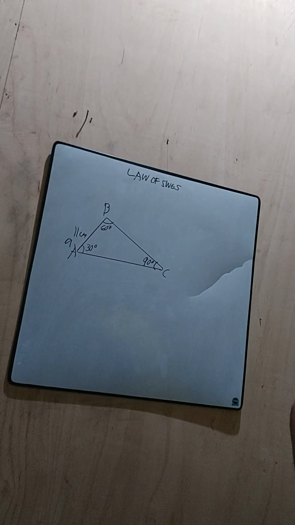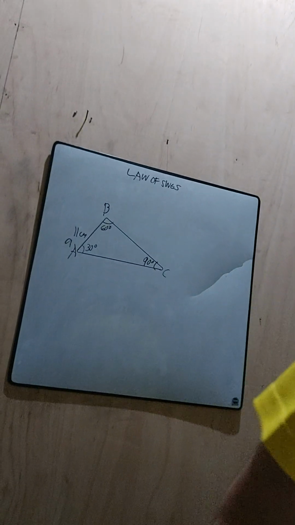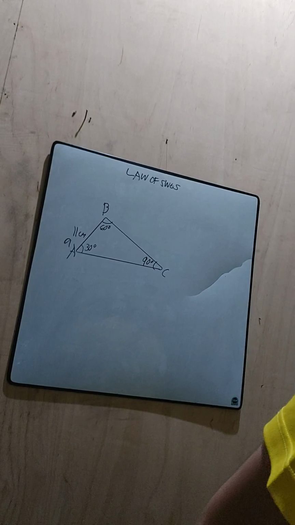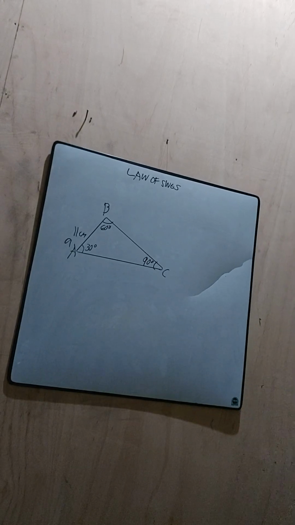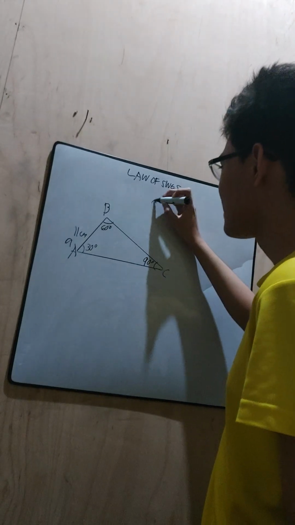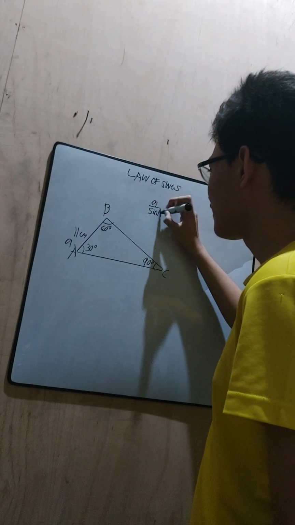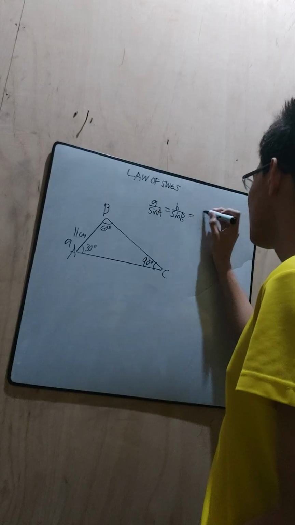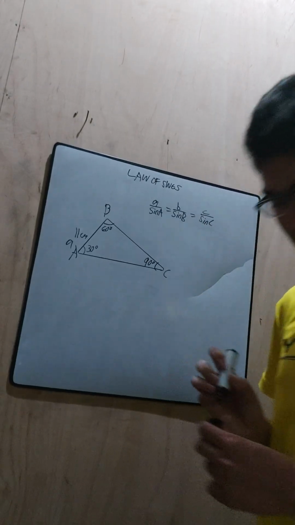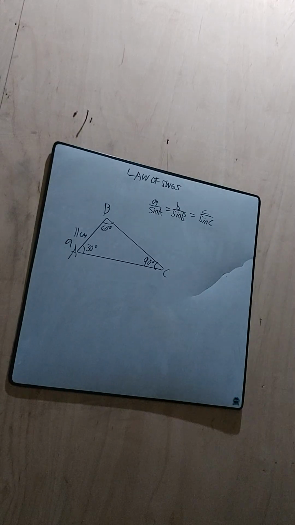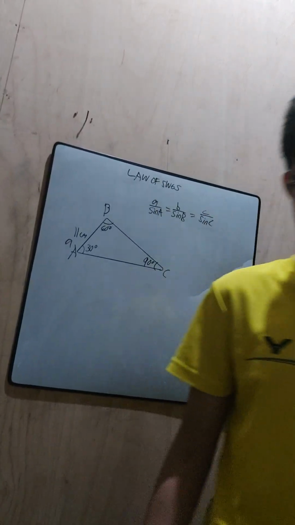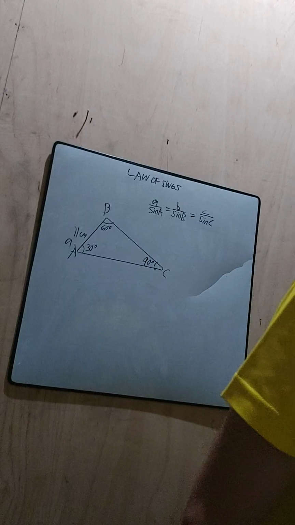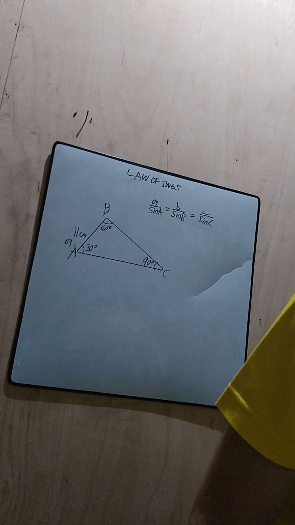So what is the law of sines? Let me read it out for you. In any triangle ABC with sides A, B, and C, the sides are proportional to the sines of their opposite angles. In mathematical form, that is A over sine A equals B over sine B equals C over sine C. That is technically the summary of the law of sines. Now, how do we get the sides?